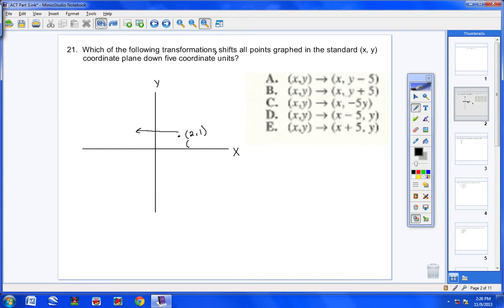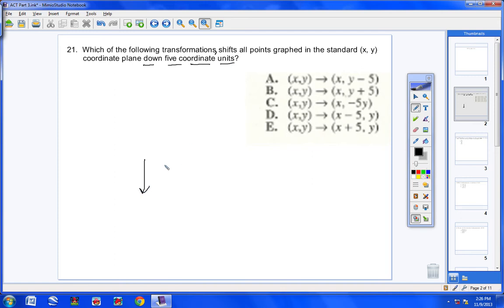Which of the following transformations would shift everything down 5 coordinate units? Okay, down, so we know we're dealing with what letter? Y. Down would be negative, so -5. So as I look here, it's going to be letter A right here.